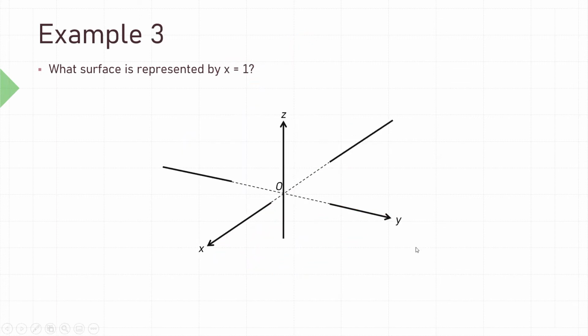Now let's go to example 3. What surface is represented by x equal to 1? Where is x equal to 1? You look at the x-axis, so x equal to 1 is over here. So we have x equal to 1, which is here. What values of y and z? No matter what values of y and z, as long as x equals 1, we will have this plane.